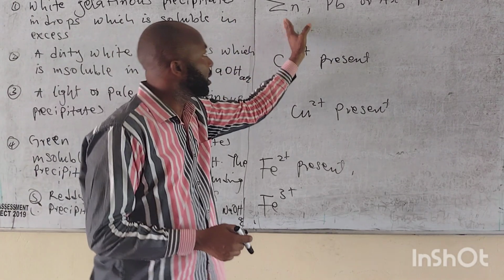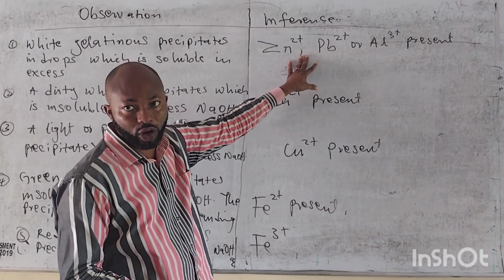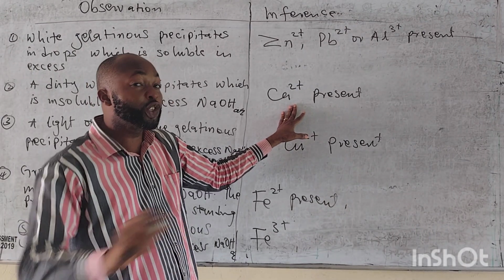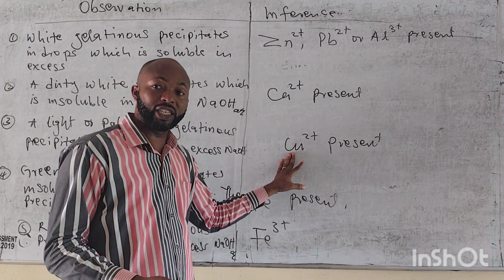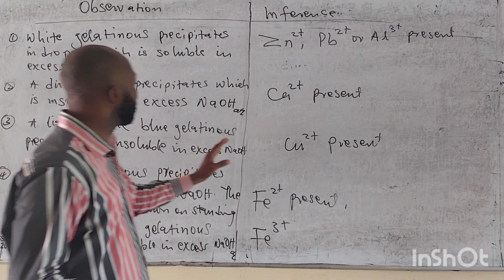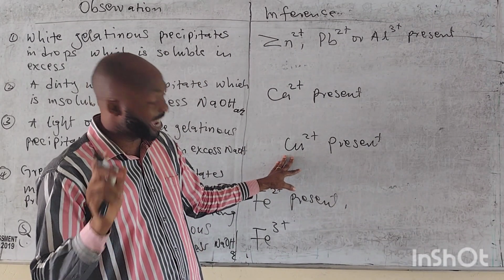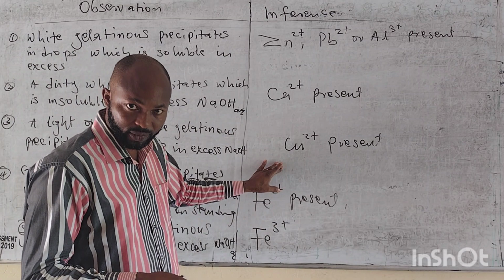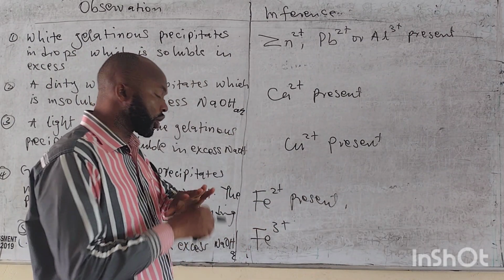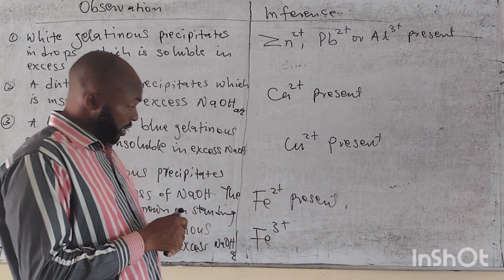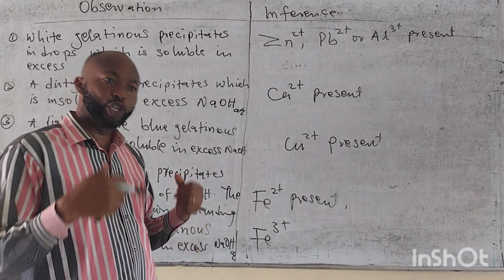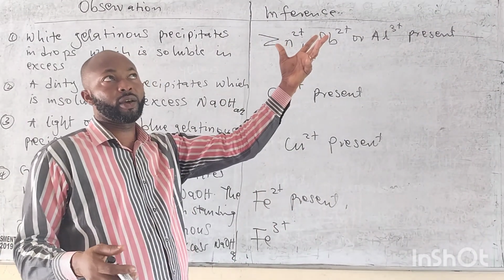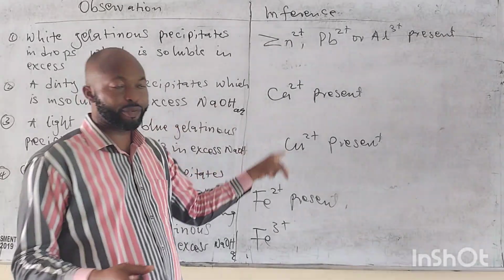So we say zinc, lead or aluminium give us a white gelatinous precipitate in drops, which is soluble in excess. Calcium gives us a dirty white precipitate in drops, which is insoluble in excess sodium hydroxide. Copper gives a light or pale blue gelatinous precipitate in drops, which is insoluble in excess of sodium hydroxide. Iron 2 is a dirty green or green gelatinous precipitate, insoluble in drops and in excess. Iron 3 is also insoluble in drops and in excess. Then when there is no precipitate, we heat the sample and test it with HCl. A dense white fume is formed and red litmus paper turns blue, and we say ammonia is present from an ammonium salt.